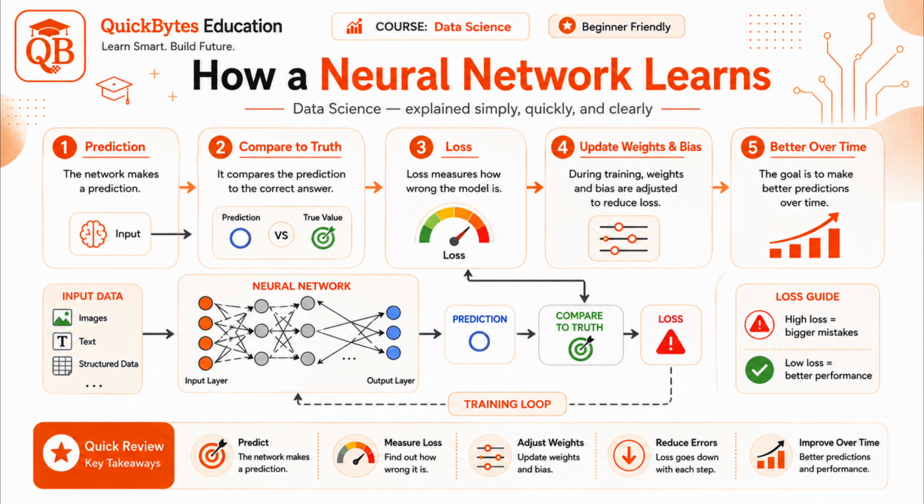Loss measures how wrong the model is. If the loss is high, the model is making bigger mistakes. If the loss is low, the model is doing better. During training, the network updates its weights and bias to reduce loss. The goal is to make better predictions over time.